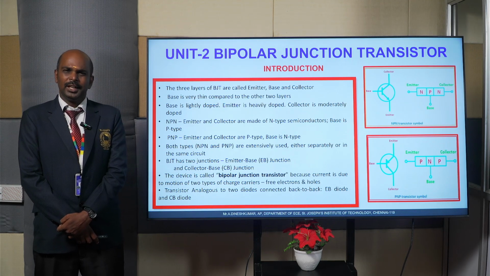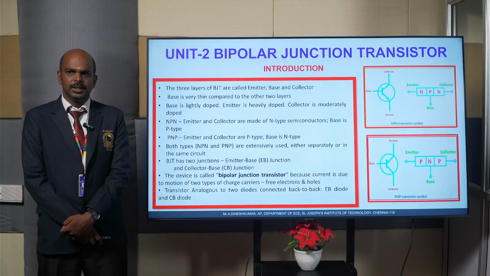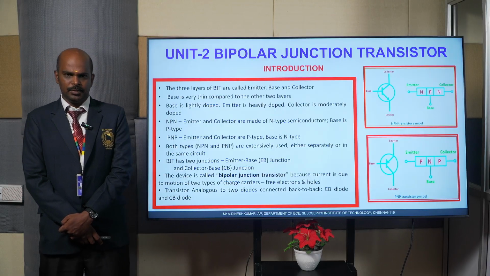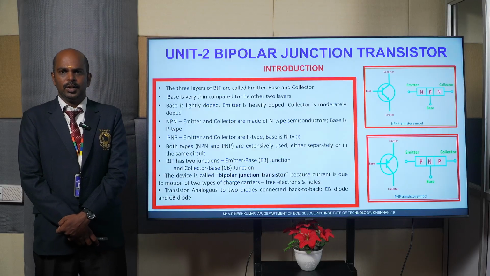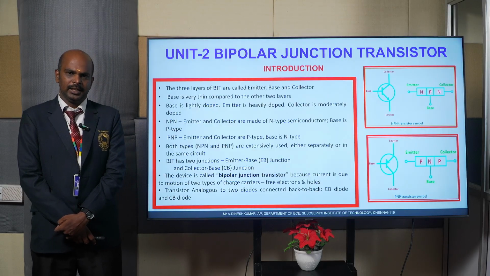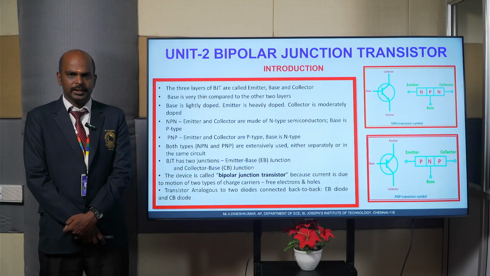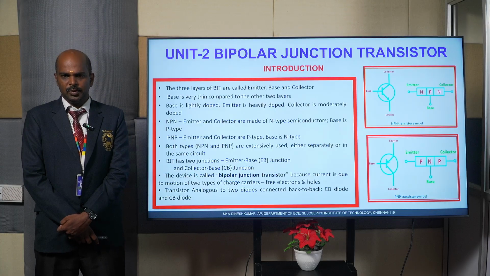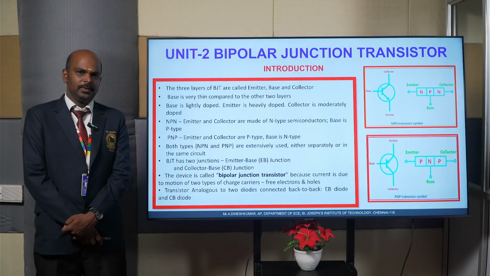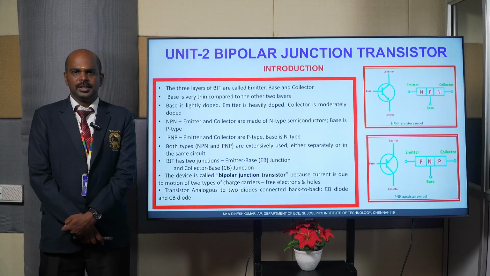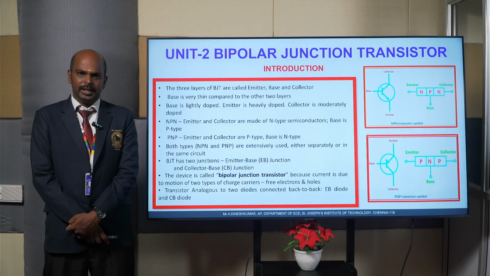Now we go to the terminals. Every electronic device has terminals. A PN junction diode has two terminals. Likewise, the transistor has three terminals. We call them base, emitter, and collector. The base acts as a gate. The emitter, as the name itself says, emits the current, and the collector collects the current. So it has three terminals: base, emitter, and collector.